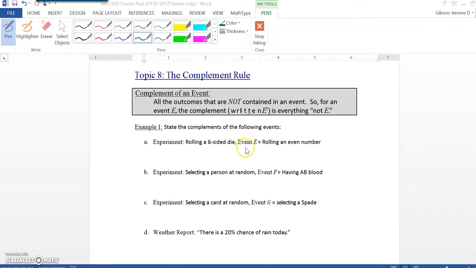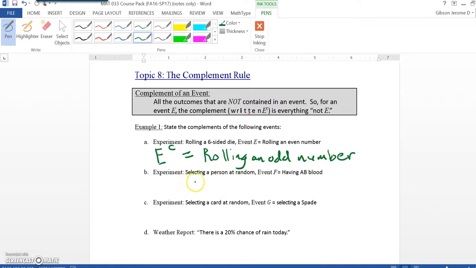Experiment, rolling a 6-sided die. Event E equals rolling an even number. So what would be the complement, E complement? That would equal rolling an odd number. Because there are only two types of numbers on the die, even or odd, and since the event is rolling an even number, the only thing left is to roll an odd number, and that would be the complement.